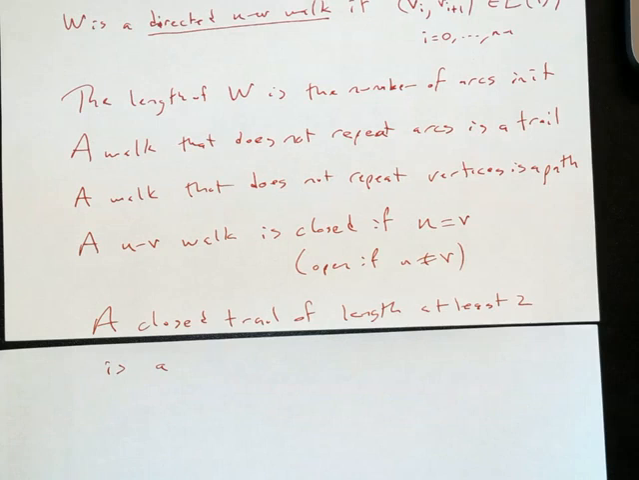Closed trail, the length at least 2. Oh, I caught you. Which one is it, a cycle or a circuit? Because in a trail, I'm allowed to repeat a vertex. In a path, I'm not.